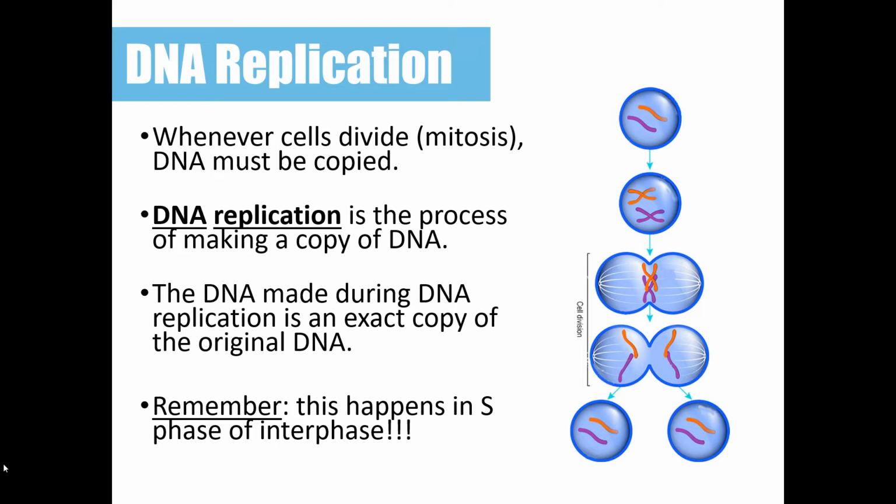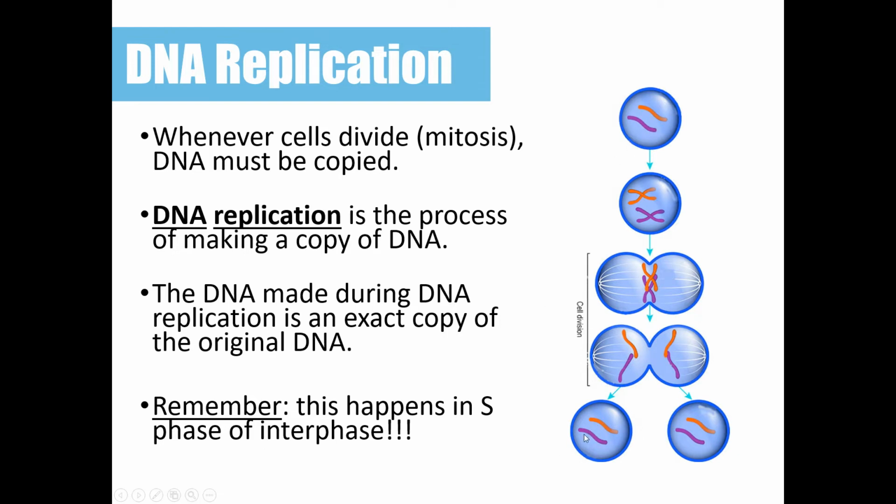Now let's talk about the when. When does this process happen? Now this is not new to you because in our cells unit, unit 2, we talked about mitosis. And mitosis is the process of taking a parent cell and turning it into 2 daughter cells that are genetically identical to the original parent cell.